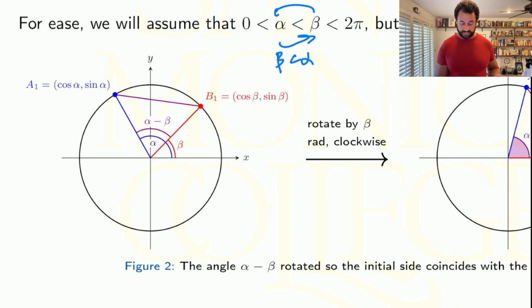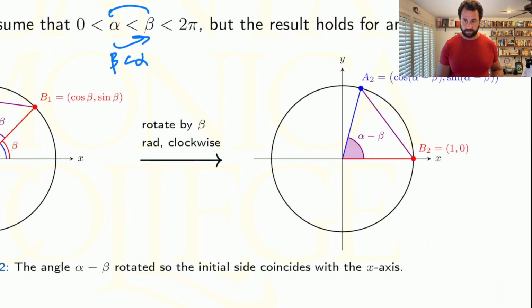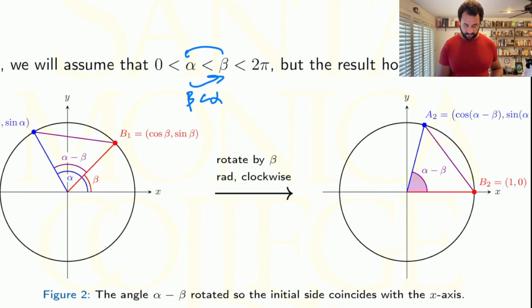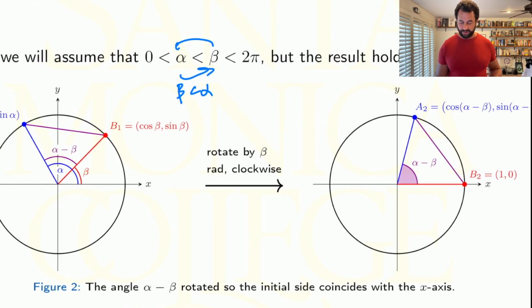Now what we're going to do is take this triangle and rotate it clockwise by beta radians. So we're basically going to tip this down so that this line falls on the x-axis, just like that. Okay, so we took that triangle and we tipped it down so that that side lays on the x-axis. All right. Now, there's a reason we did that, and that's because it's going to make things equivalent, but also easy to calculate.